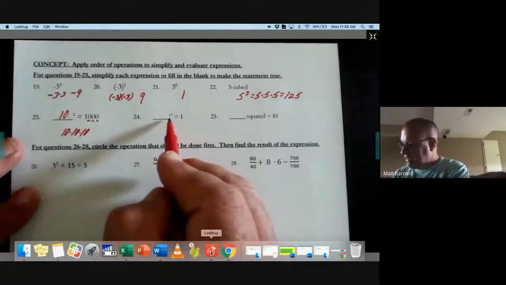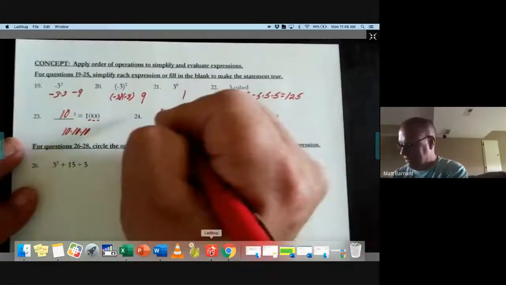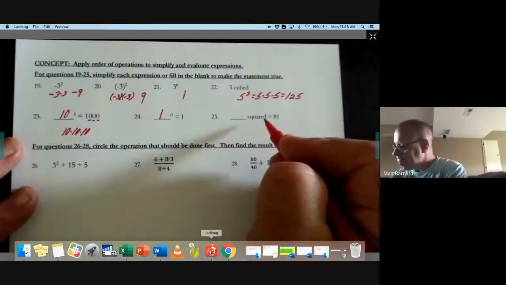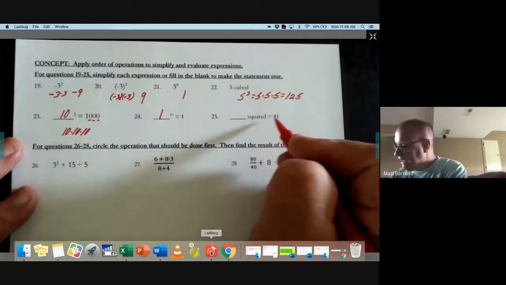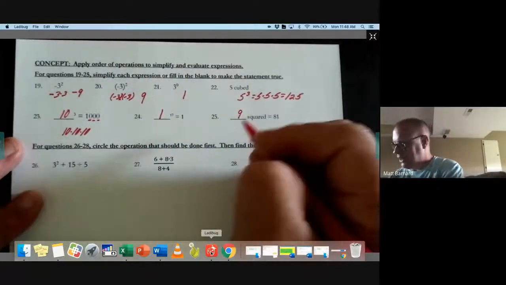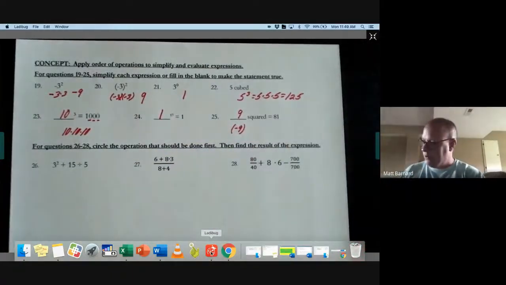But what can we take to the 17th power to get 1? Well, how about 1? In fact, 1 to any power is 1. And finally, what can we square to get 81? Well, 9 works because 9 times 9 is 81. But you know what else works? Negative 9, if we keep it in parentheses, would do it too. One of those answers is fine. You don't need both. But if you knew that there were 2 of them, hey, great job.